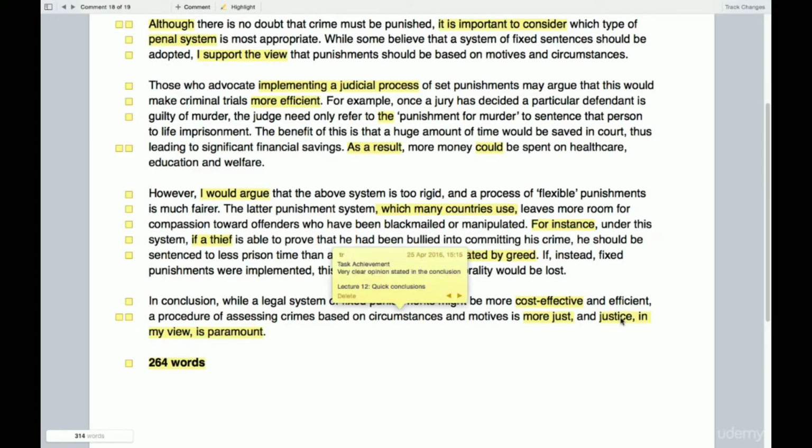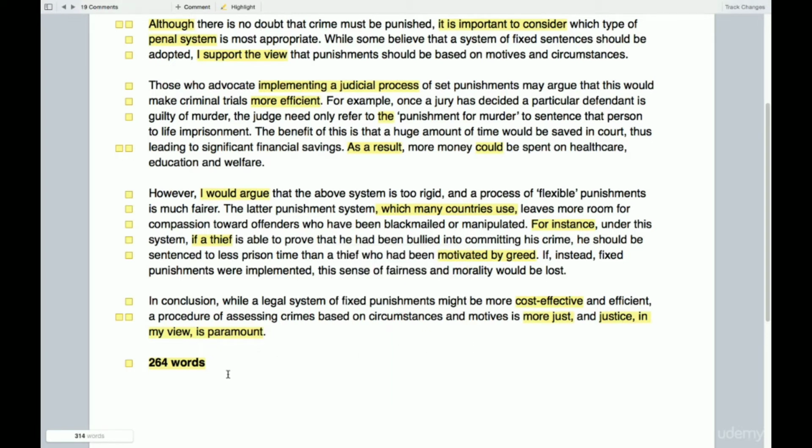Justice, in my view, is paramount. Again, we are very clearly presenting an opinion with the language in my view. This helps us to address the need for a clear position presented throughout the response, a requirement of task achievement in Band 7. And you can learn about how to do this in Lecture 12, Quick Conclusions.